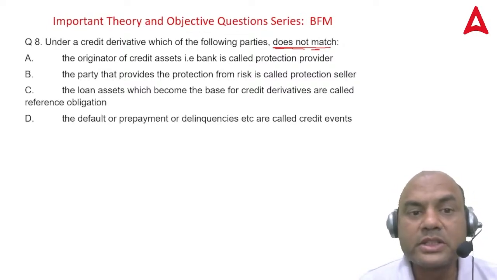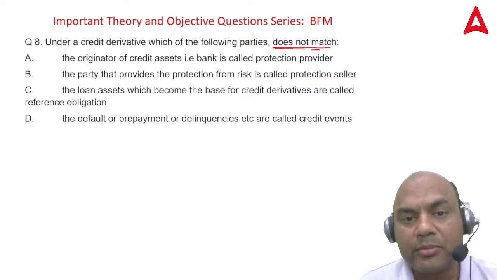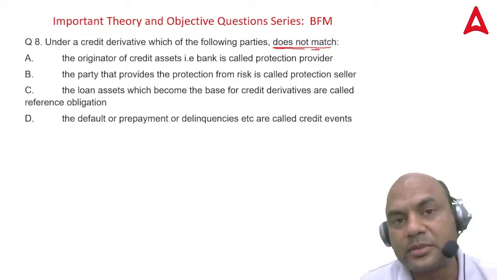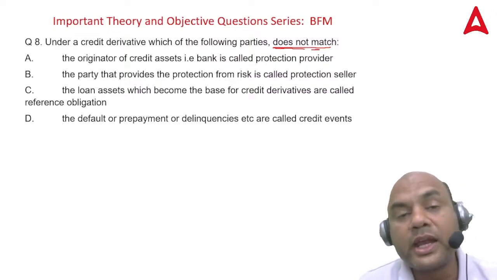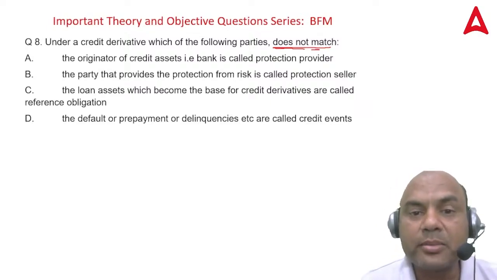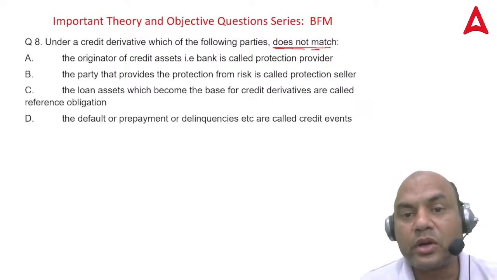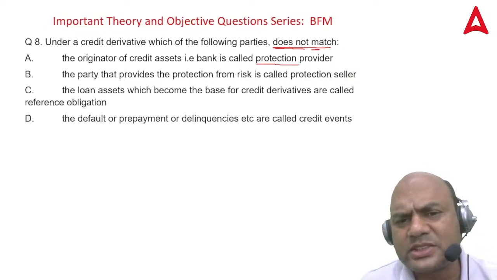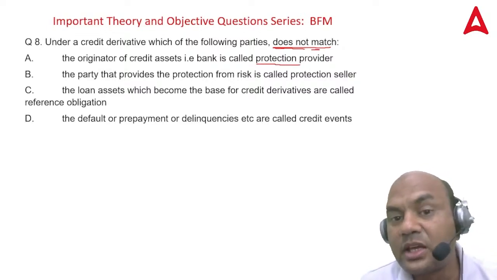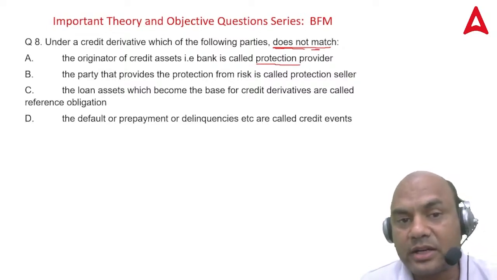The originator of the credit assets, that is a bank. Bank is always the originator of the asset, meaning who creates the loan? The loan is created by the bank. So that is called as what? Protection provider. Is it so? Think over it. I won't give the answer right now.